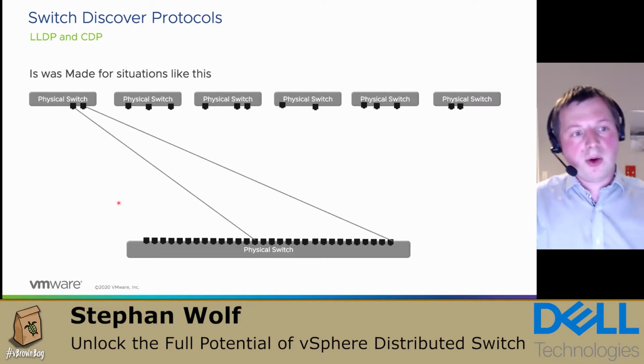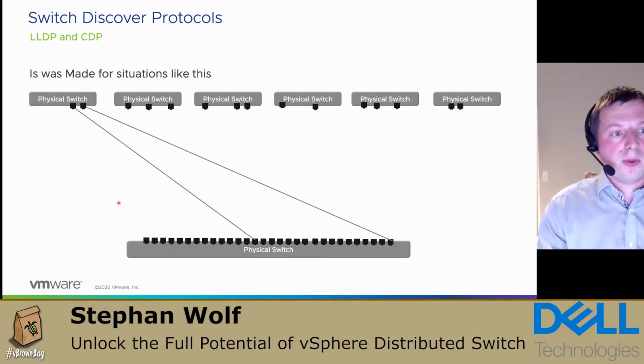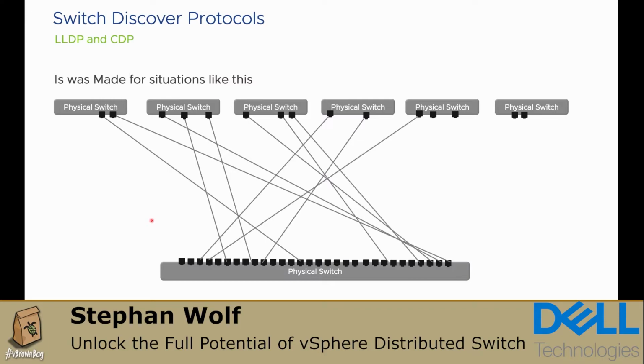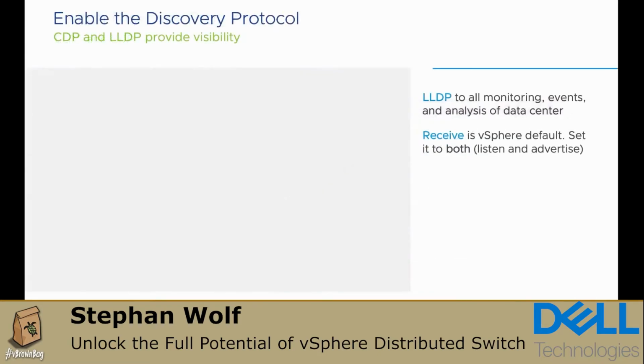They just say, okay, we have two ports, they are connected from one switch to another switch. And if you have a network with several switches, we see all these connections, and we see from which port, which device, port number, and device number. And for sure, because the virtual distributed switch is a switch, it's also able to speak these protocols.